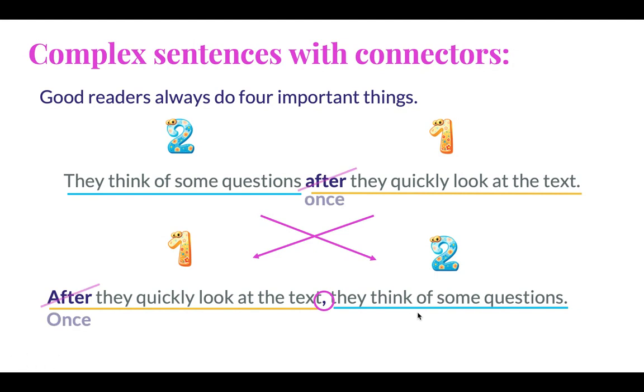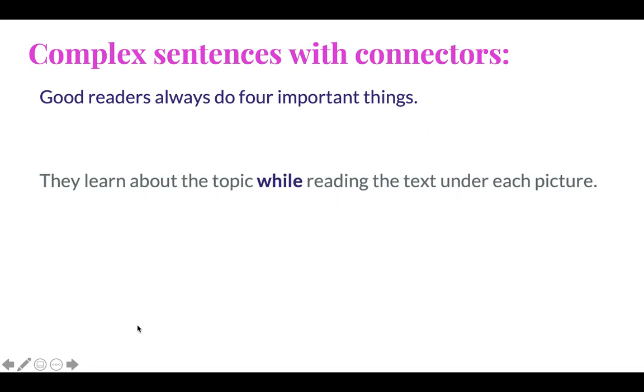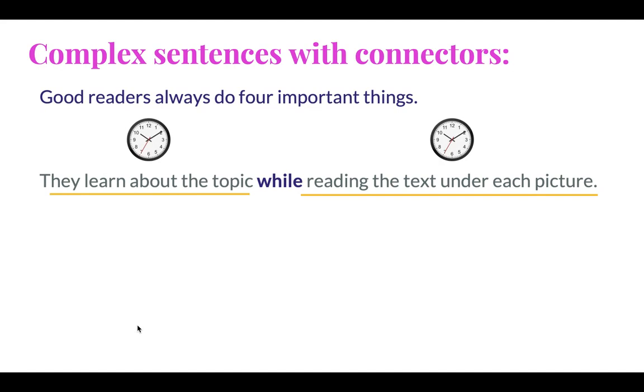Also notice that we can change the word after for the word once, and it doesn't change the meaning of the sentence. So these words have the same meaning. Let's look at one more example. They learn about the topics while reading the text under each picture. Can you guess which action happens first? If you guess that they happen at the same time, then you're correct. And the reason we know that is because we have this word while. These 2 actions are happening at the same time.